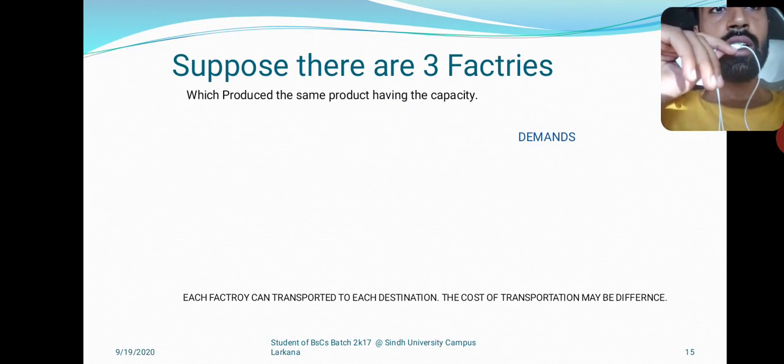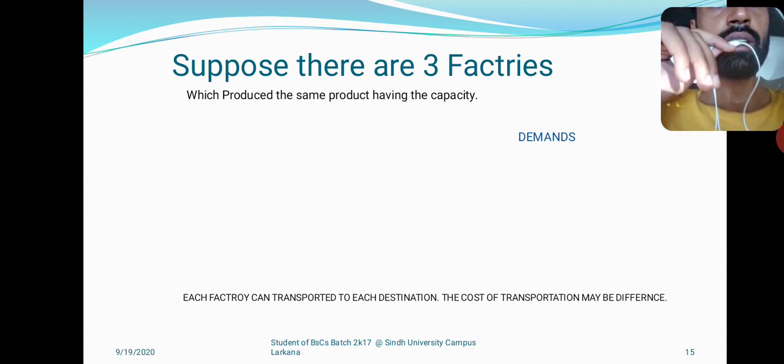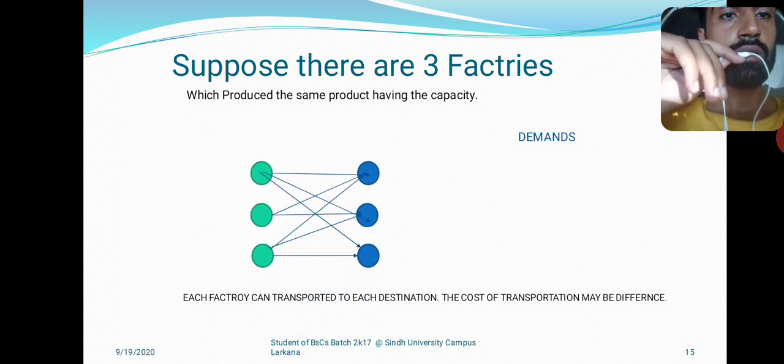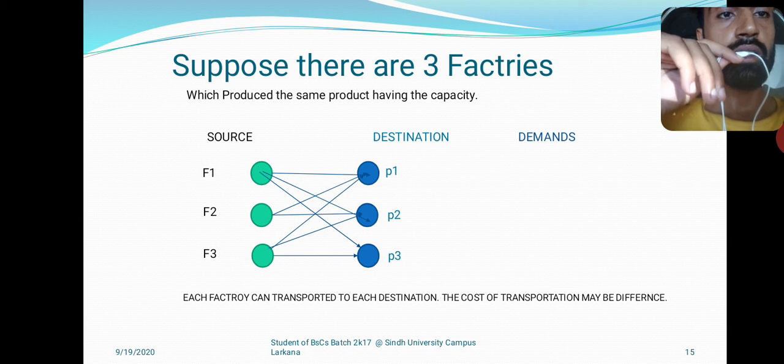Suppose there are three factories which produce the same product, having capacity and demand. Each factory can transport to each destination. The cost of transportation may be different. Source, destination, demand.